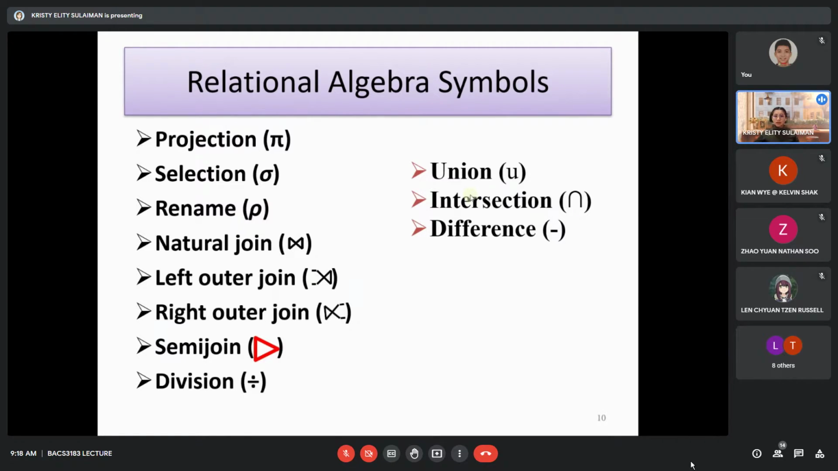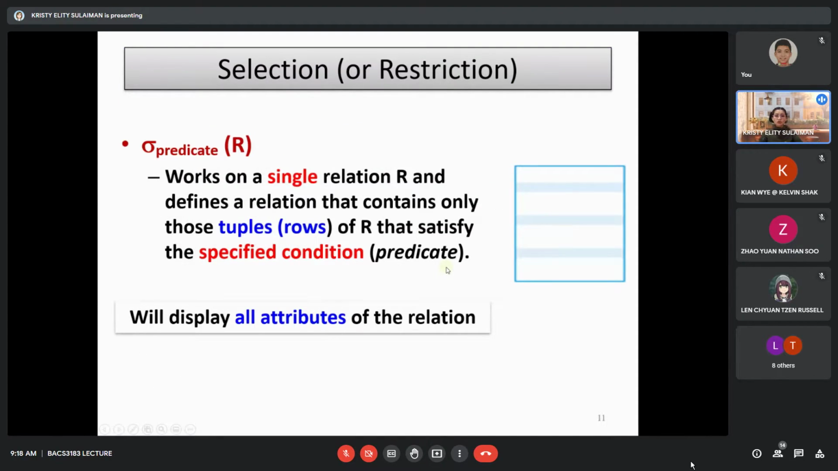So we go to the first relational algebra operation that we will look at. The first one is selection, also known as restriction. The symbol here, sigma, represents the selection or restriction operation in relational algebra, and it takes a predicate. Also the statement here refers to the table and its rows.